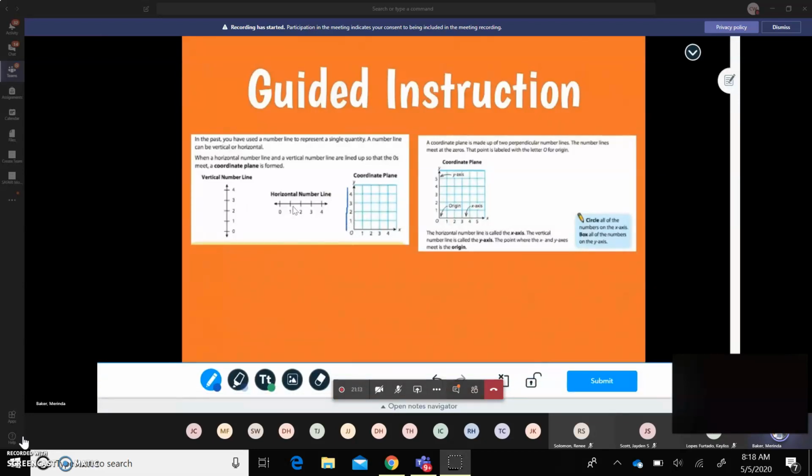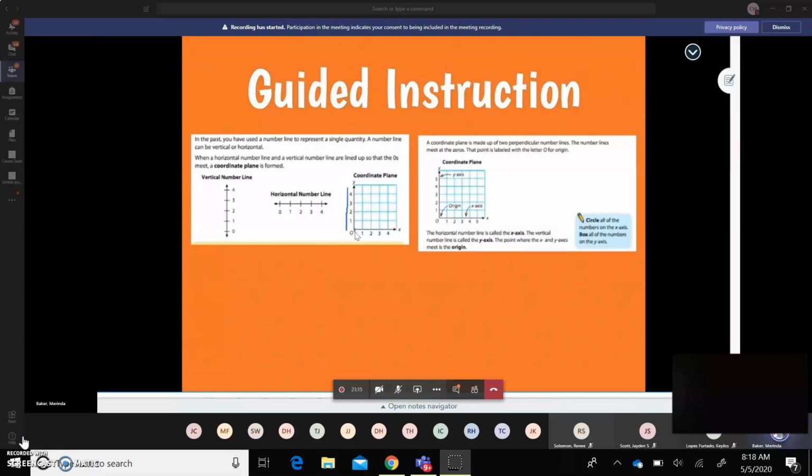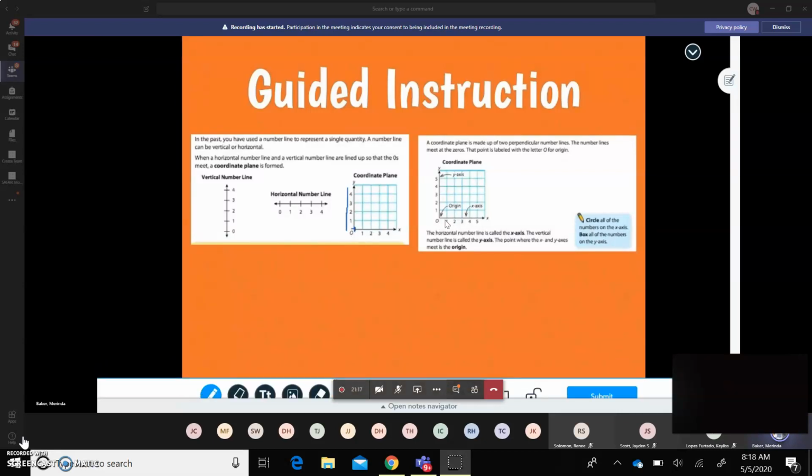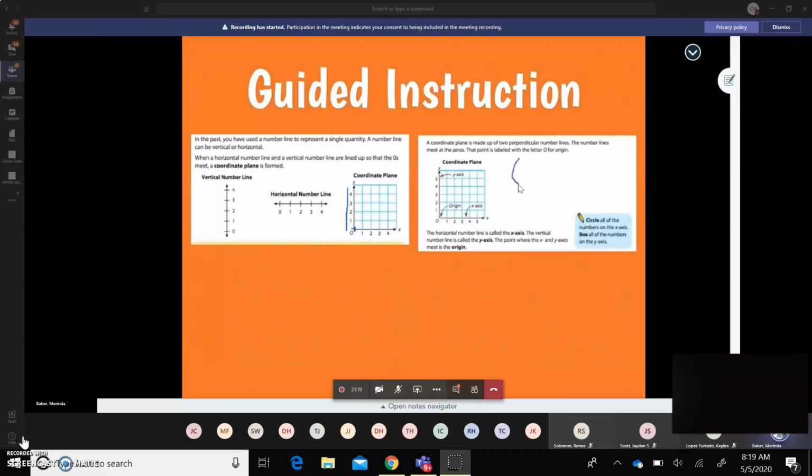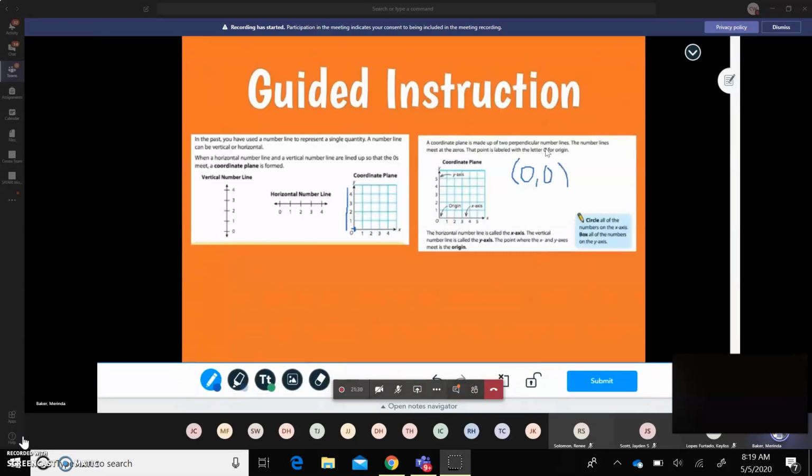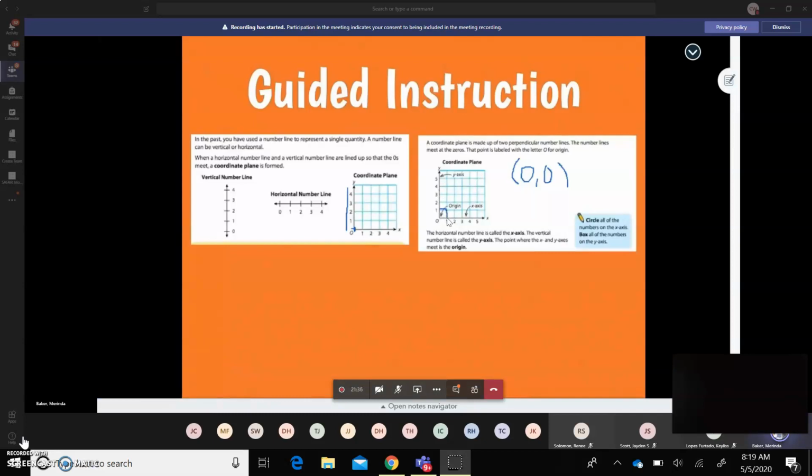So our vertical line and our horizontal line meet here at the origin, which we write and represent as 0, 0. We always start at the origin. So a coordinate plane is made up of two perpendicular lines. We know they are perpendicular because they create a right angle.